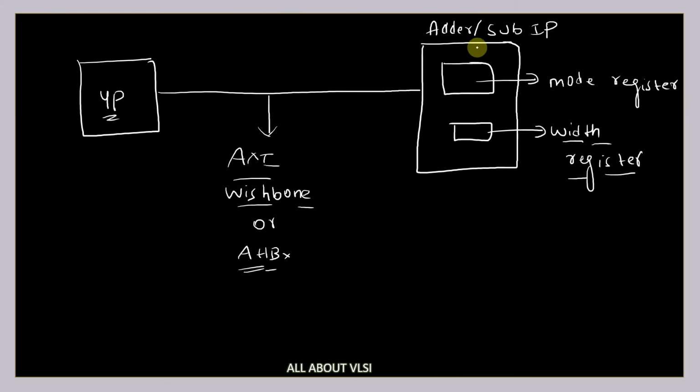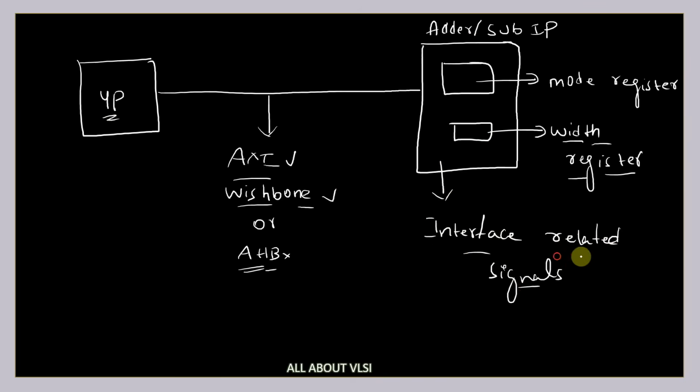Now, if we want to establish the communication between this processor and IP, we need to use any one of these interfaces. And this IP should also have these interface related signals. It should support either AXI or Wishbone or something. Depending upon which interface this IP is working with, that particular interface we use with our processor, and we establish the communication.